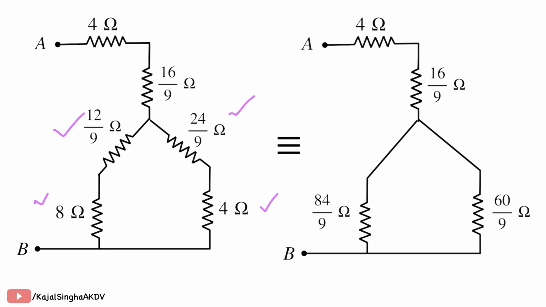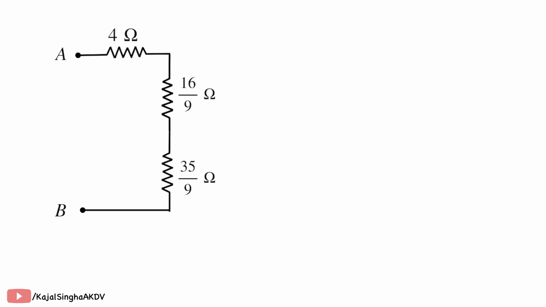And now these two resistors, that is 84 by 9 ohm and 60 by 9 ohm, are in parallel combination. So their equivalent resistance can be easily calculated and we get it as 35 by 9 ohm.